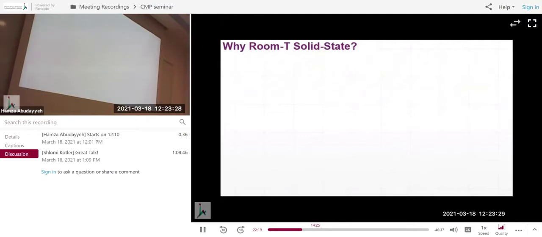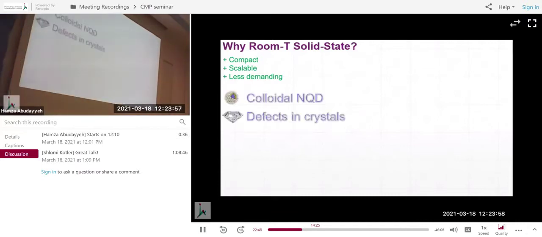So now I want to give you a bit of motivation for why we want to do this in a solid state platform and why we want to do it at room temperature. The fact that it's solid state enables you to make very compact sources, unlike nonlinear sources, which require much, much larger platforms. That means also you can make them scalable. And the fact that it's room temperature means that it's much less demanding on the resources to operate the source. And there are already a few sources which can operate at room temperature, such as colloidal quantum dots or defects in crystals. And we'll talk a bit more about this in a minute.